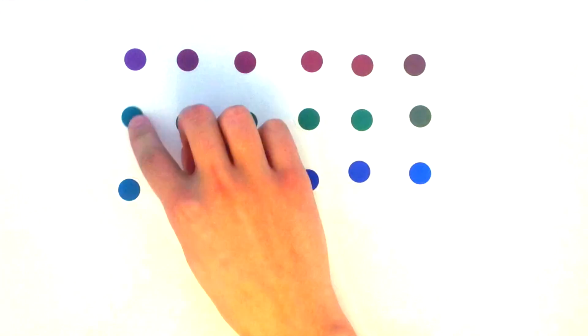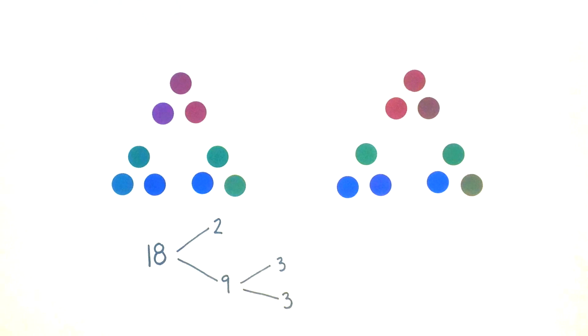For example, the number 18, represented by these 18 dots, could be divided into 18 groups of 1, but that would be boring. 18 can be split into 2 groups of 9, and 9 can be split into 3 groups of 3. Now 2 and 3 cannot be divided anymore, and thus 2 times 3 times 3 is the prime factorization of 18.